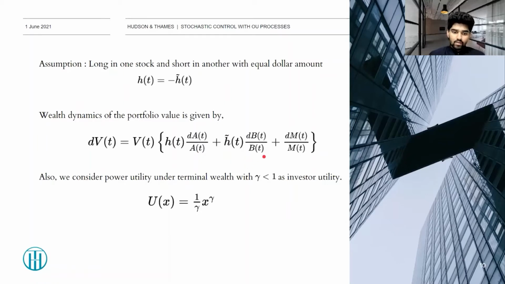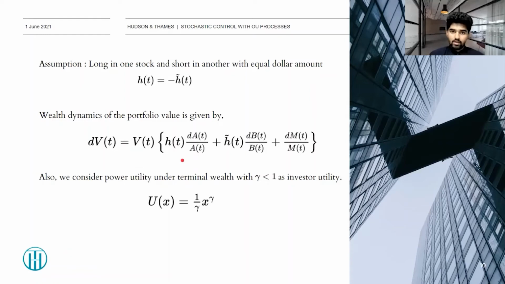A critical assumption we make here is a delta neutrality condition or constraint. That is, we go long in one stock and short in another with equal dollar amount. It basically means H of t is equal to H tilde of t. So this simplifies our problem, and now we only need to calculate H of t for each time small t.